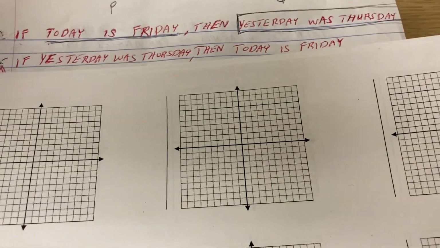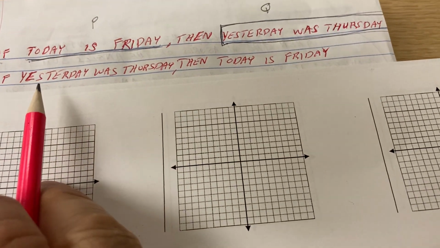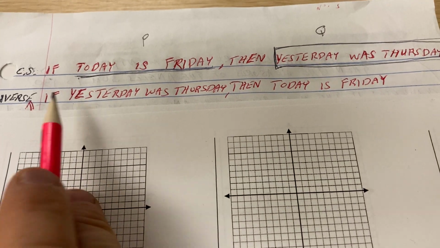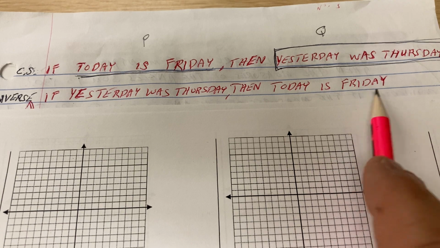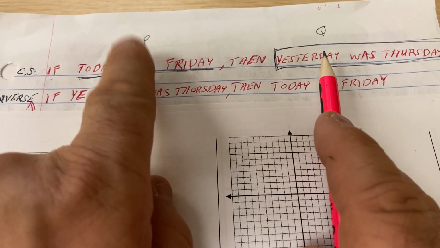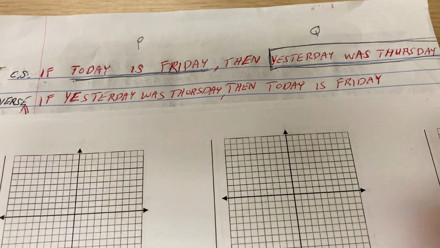So we switch the order, and it becomes, hold on, earthquake. It becomes, if yesterday was Thursday, then today is Friday. We just took the hypothesis and the conclusion and switched the order. That's how you get the converse.